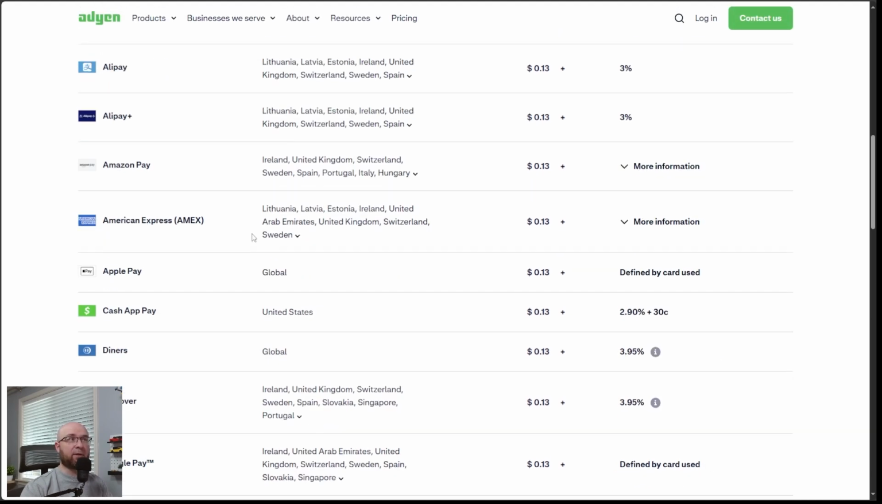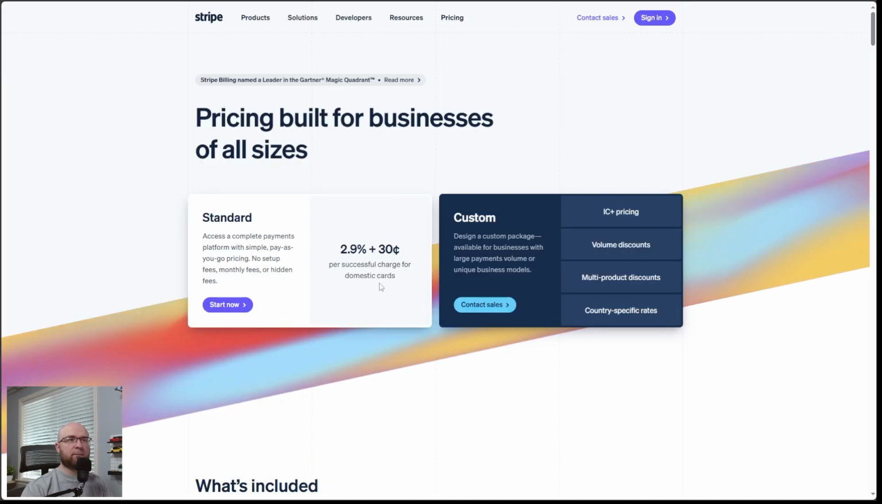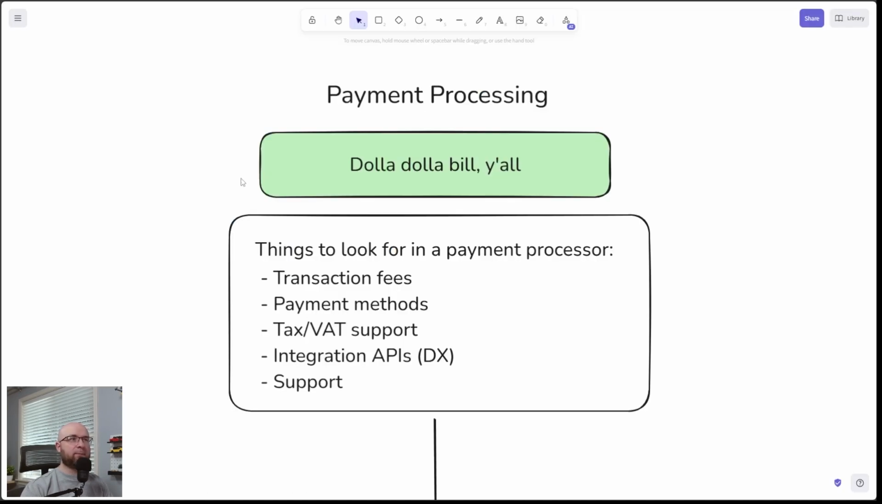So this is Adyen that we're looking at right here, but Braintree, Stripe, so we can see here for Braintree, PayPal, credit cards, Apple Pay, Google Pay, Samsung Pay, they all have a flat fee that's basically this, and Stripe too. So again, transaction fees and payment methods, I think 2 of the most important things to look for when choosing a payment provider. But that's not all.